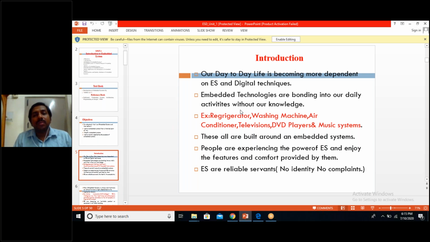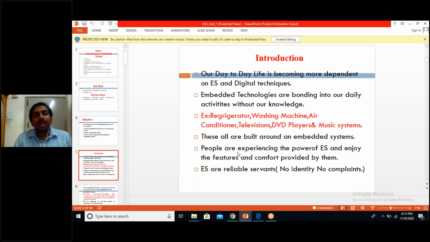So these embedded system devices we are utilizing without our knowledge, and we are having the power of embedded system, as well as we know the features of the embedded system, and we are utilizing the comfort of embedded system. So what is an embedded system?